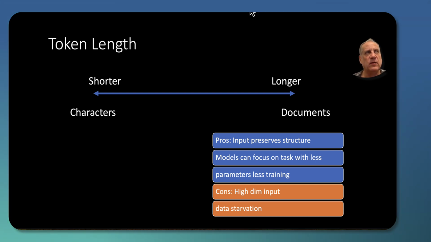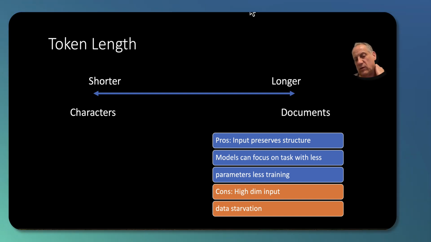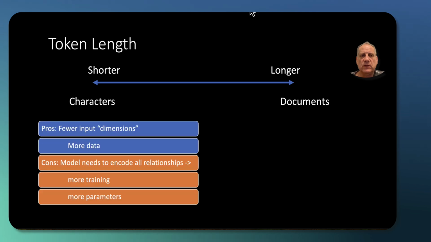But the number of documents that are possible is obviously ridiculous, right? So it's a very high dimensional space. And it's really too high dimensional for any kind of reasonable statistics. So that'll end up giving us data starvation, unless these documents are really tiny.